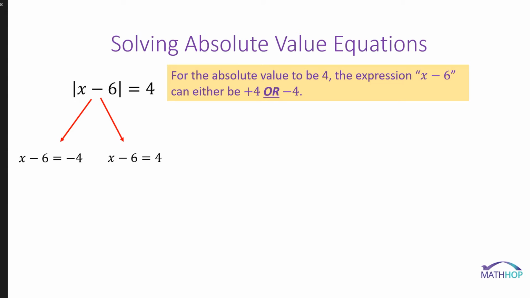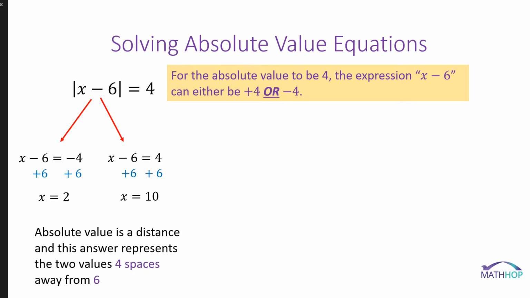Now let's solve them as normal. Opposite of subtract 6 is add 6. x equals 2. Let's solve the other one. Again, adding 6 to both sides, we get x equals 10. Now, I keep talking about absolute value being a distance, and textbooks won't really talk about this, and you probably won't be asked this, but it's important to note that these two answers represent the two values that are 4 spaces away from 6.